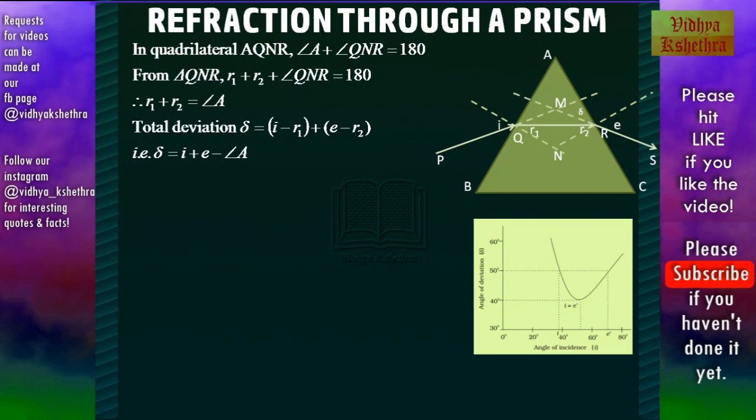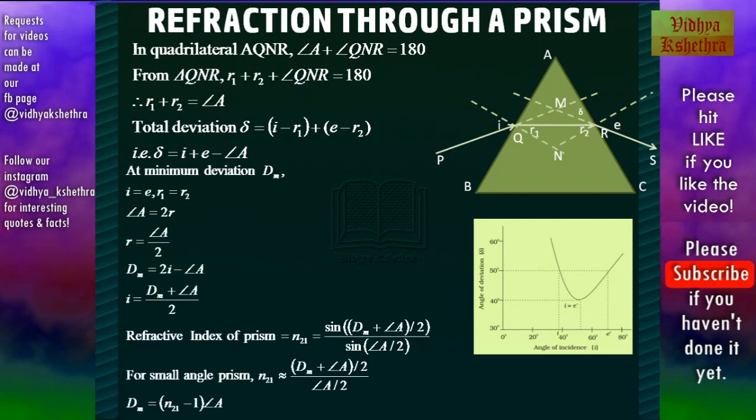From the graph, we found that the angle of incidence and angle of emergence are symmetric to each other and hence can be reversed to get the same result. Now, we can consider a special case, that is the angle of minimum deviation.